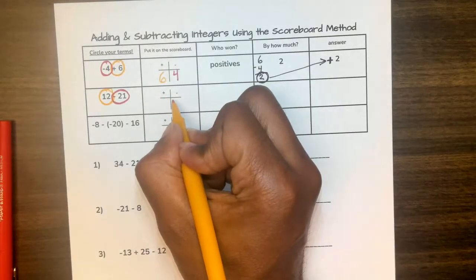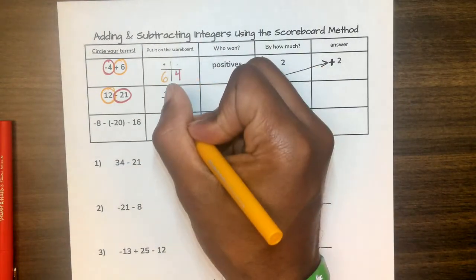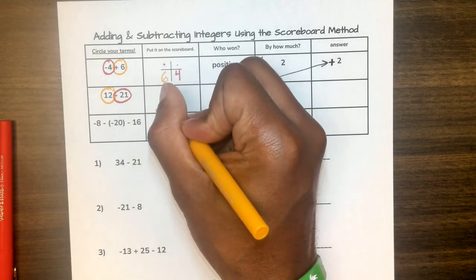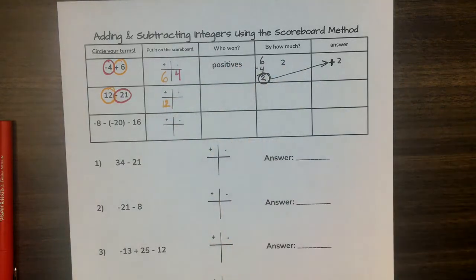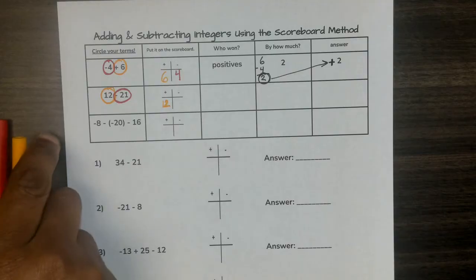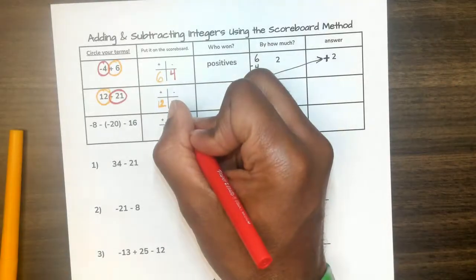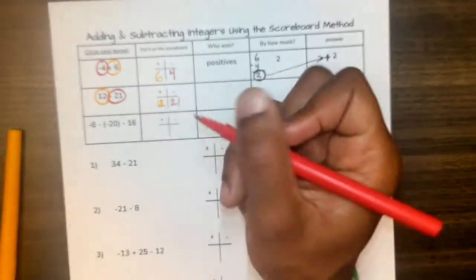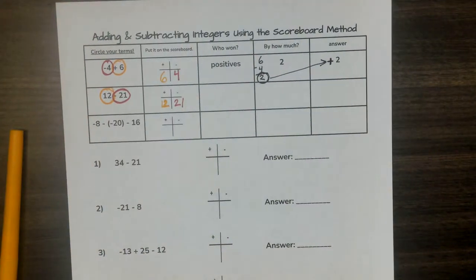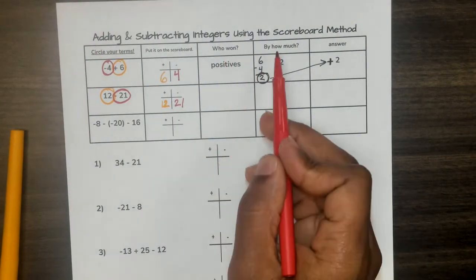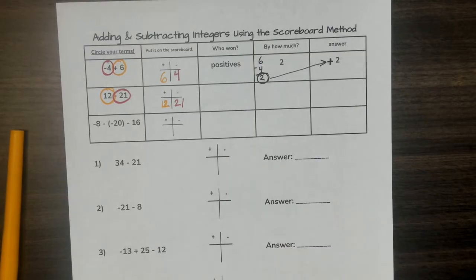So how many points did the positive team have in this game? Well, on this particular score, we have 12 points for the positive team. The negative team scored 21 points. So now we can ask ourselves, who won, by how much, and then determine our answer.